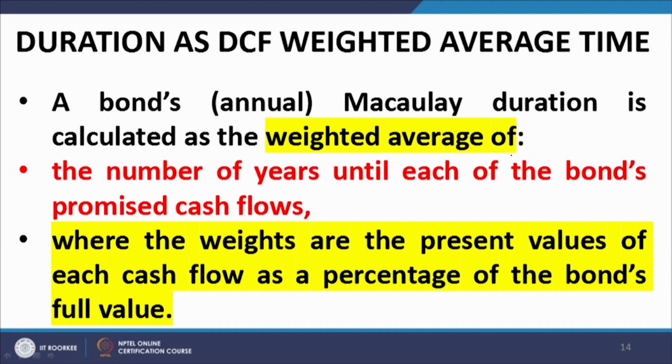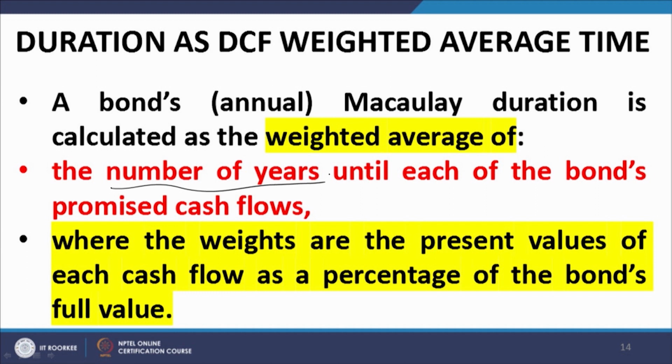I have introduced duration in an analytical manner. Here is a possible interpretation of the duration. So, let us see what we are trying to say. A bond's annual Macaulay duration is calculated as the weighted average of what? The number of years until each of the bond's promised cash flows. It is a time-weighted measure; the unit is time, please note this. The number of years, that is time, is the variable that is being weighted with something.